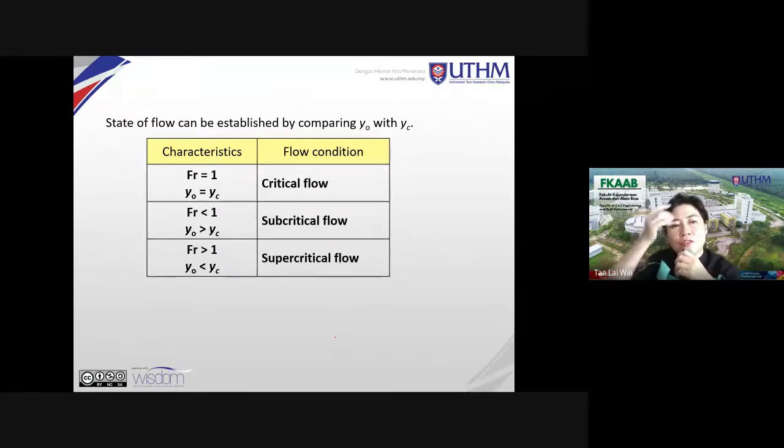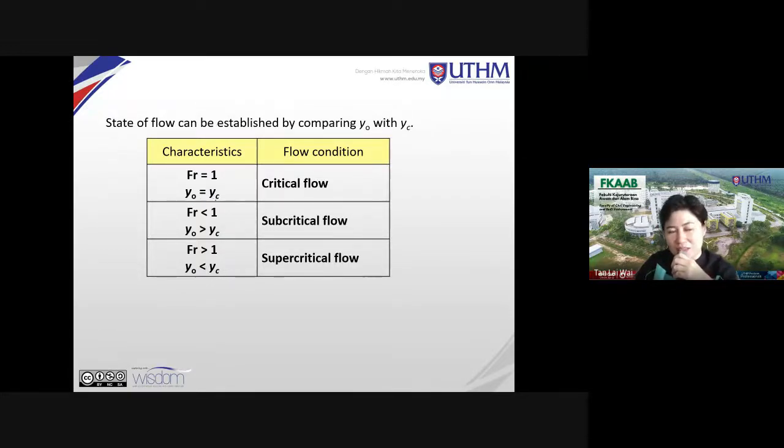Now, state of flow, that's why in chapter 1 we learn about Froude number. So therefore, here you are seeing Froude number appears already. We are going to apply Froude number here. So critical flow occurs when Froude number equals to 1, when V equals to square root of gD. That is when Froude equals to 1. It's critical flow.